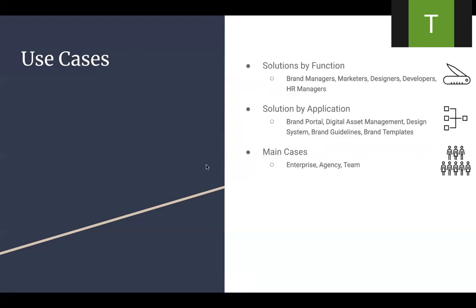So some of the use cases of Frontify is that they have solutions by function, which includes brand managers, marketers, designers, developers, and HR managers. They also have solutions by application, which is the brand portal, digital asset management, design system, brand guidelines, and brand templates. And lastly, they have their main cases, which includes the enterprise, agency, and team.